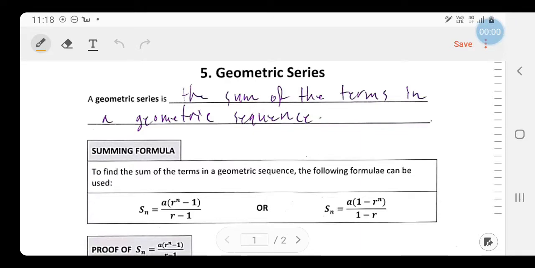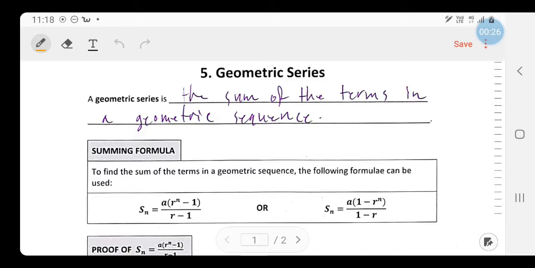G'day guys. All right, so what we are looking at today is geometric series, which will be of no surprise to you probably because there's some symmetry evolving here. What I mean by that is we first looked at arithmetic sequences and then arithmetic series. Then we did geometric sequences. Now we're looking at geometric series.